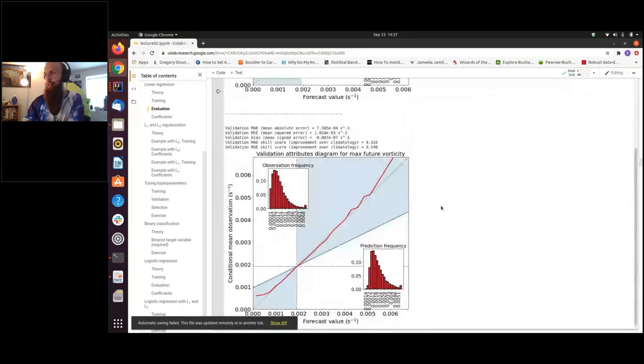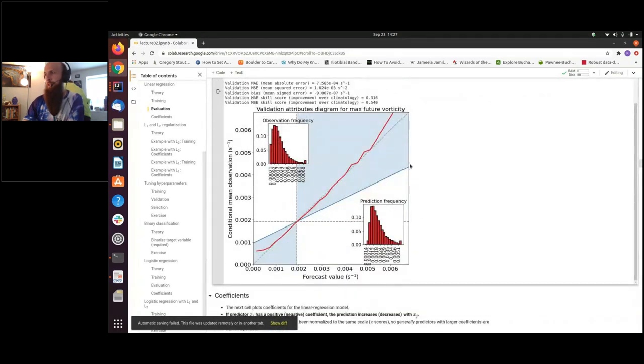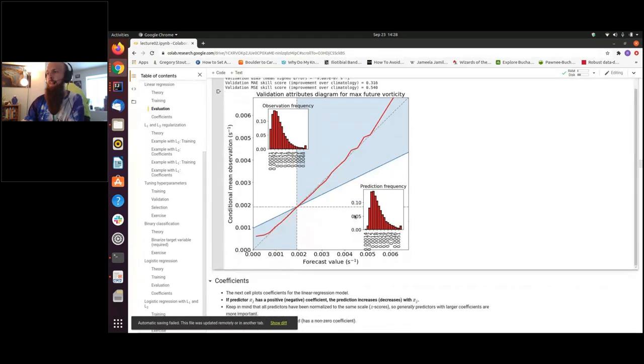But then when we look at the validation data, the performance is still pretty good, although at the higher ends of the prediction scale, the model is underconfident, so it's underpredicting. When the model forecasts 0.006 inverse seconds, the mean actual value is 0.007 inverse seconds. So it's not capturing the extreme values very well.